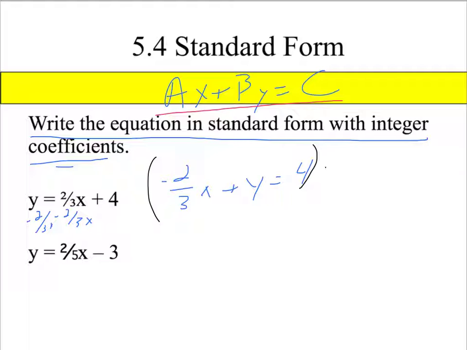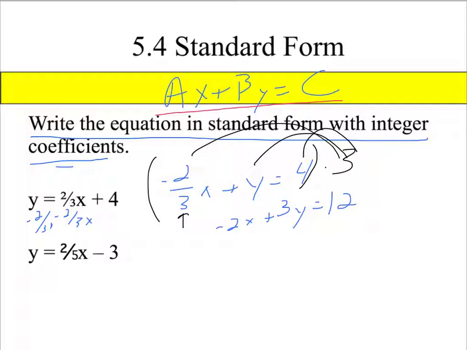So we're going to multiply everything by what? 3. That's my denominator there. So I take 3 times negative 2/3 x, 3 times y, 3 times 4, and my overall answer is going to be negative 2x plus 3y equals 12. And I'm done. Okay, I brought the x over to the same side as the y, and I got integers for coefficients. Okay, and I am finished. That is in standard form with integer coefficients.